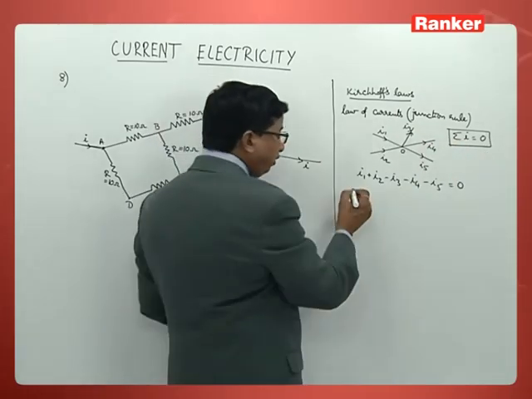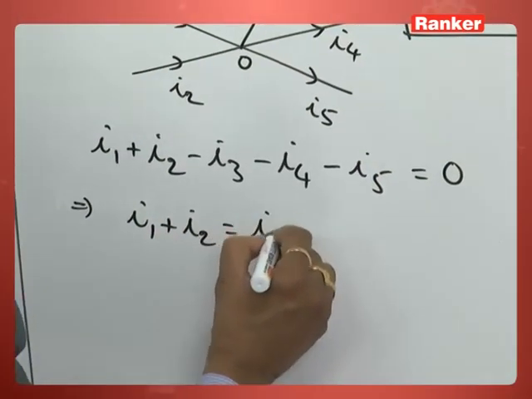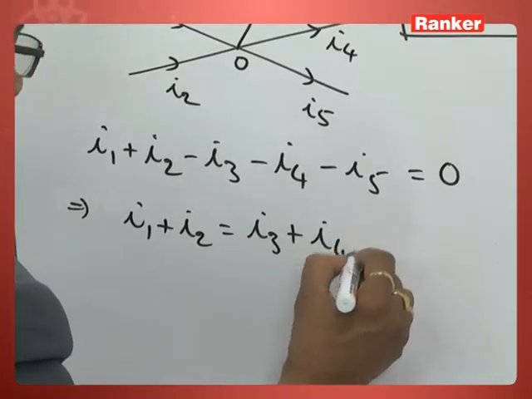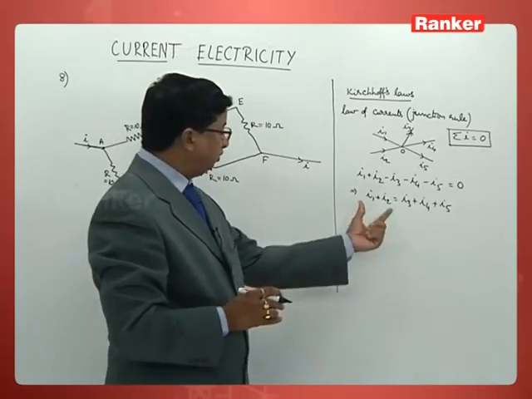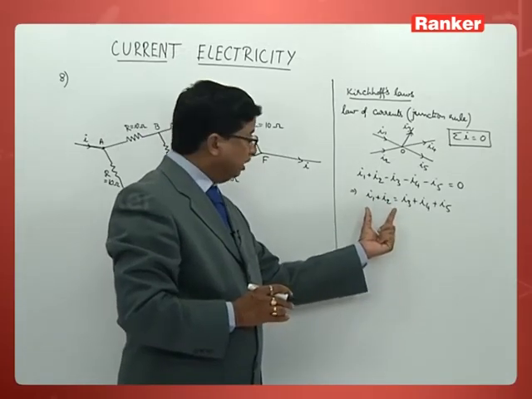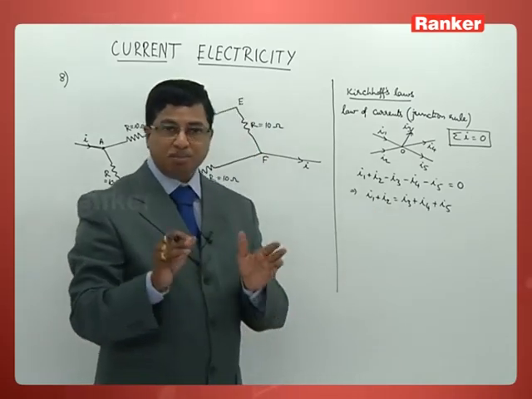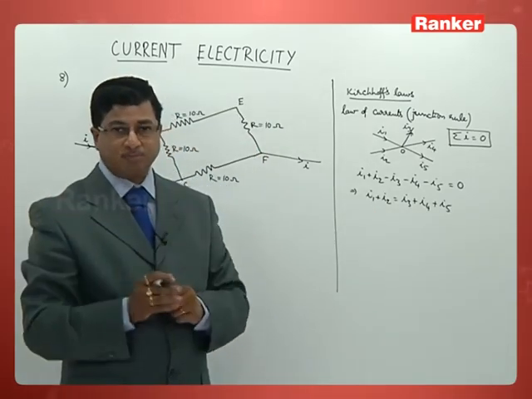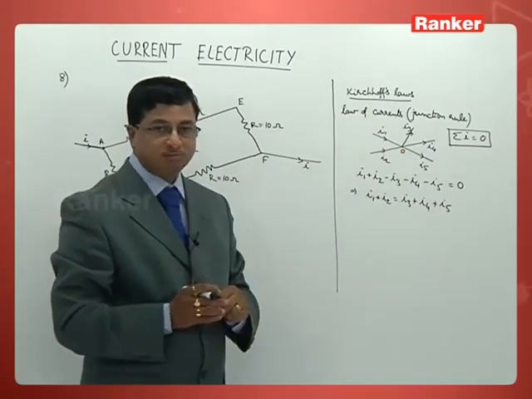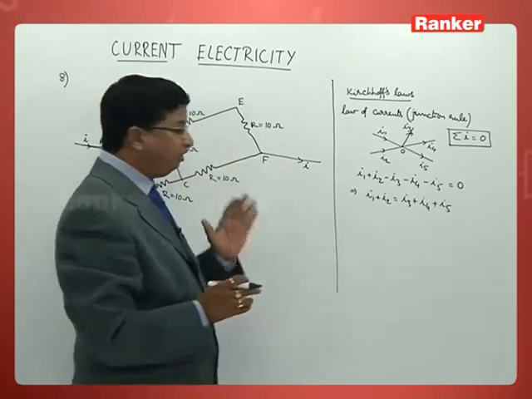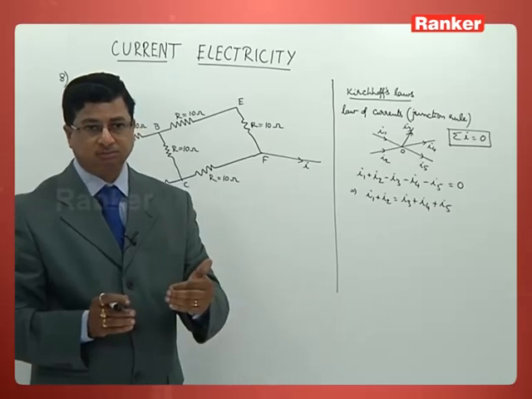You can even write the same this way also: I1 plus I2 is equal to I3 plus I4 plus I5. Observe the wording carefully here. Sum of incoming currents is equal to sum of outgoing currents. This is the first statement given by Kirchhoff. So for analyzing any circuit, we need to remember this law.